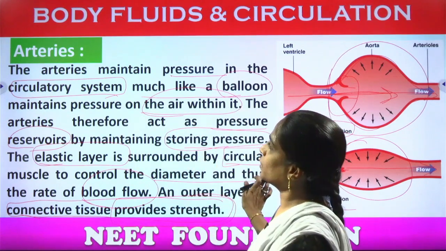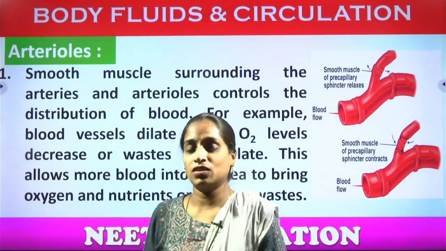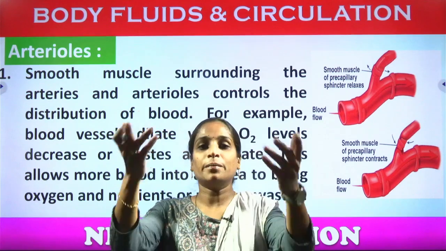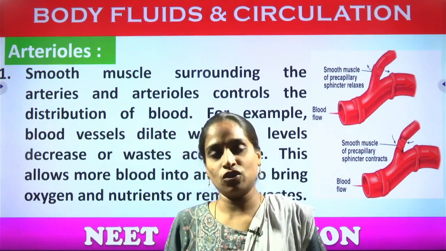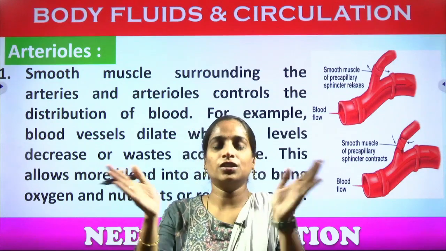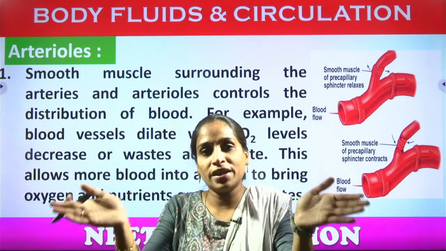Okay, coming to the next concept, arterioles. What are arteries and what are arterioles? The main blood vessels arising from the ventricle are called arteries, and these arteries are sub-branched into the arterioles. Okay, so why do they need to be branched?